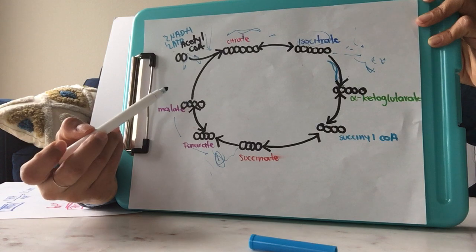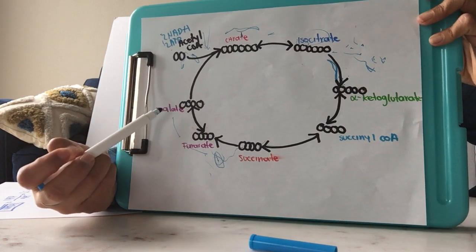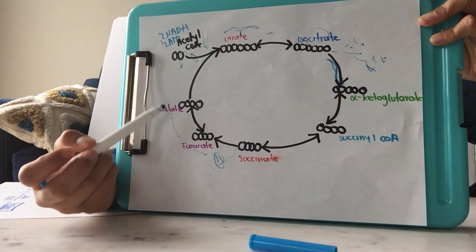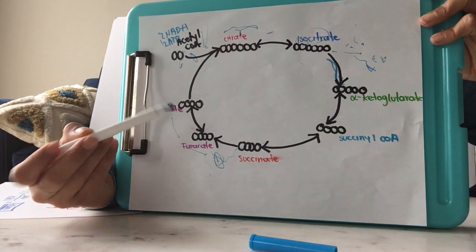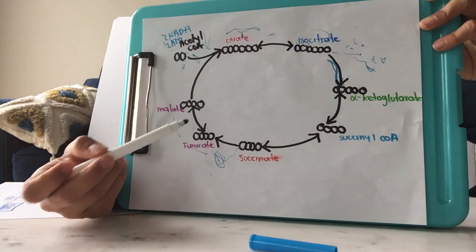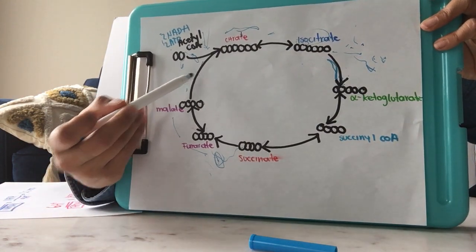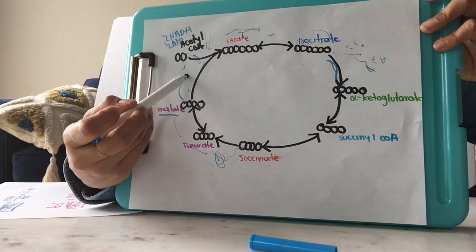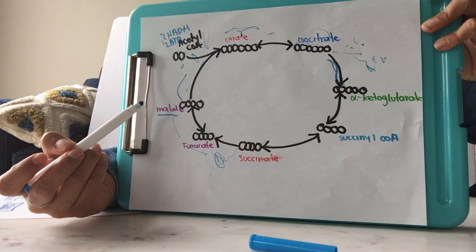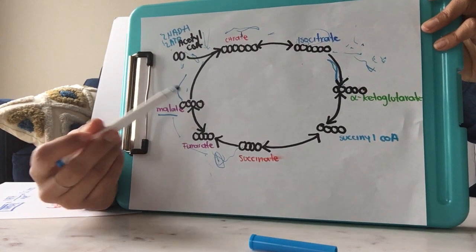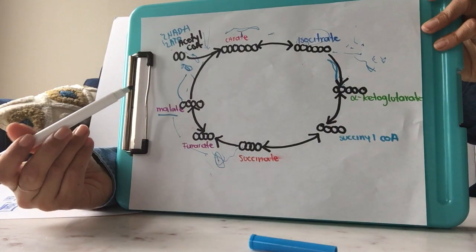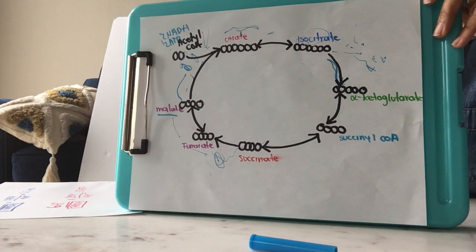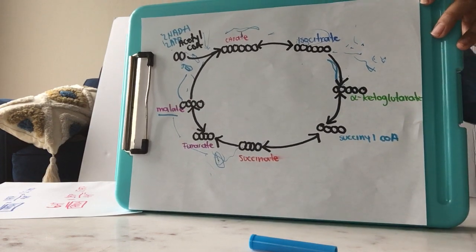Then the malate dehydrogenase turns NAD plus into NADH. So there's another NADH produced here. This is an irreversible step. But here we see how the malate turns back into this molecule here, the oxaloacetate. Sorry, I'm having trouble with my names.